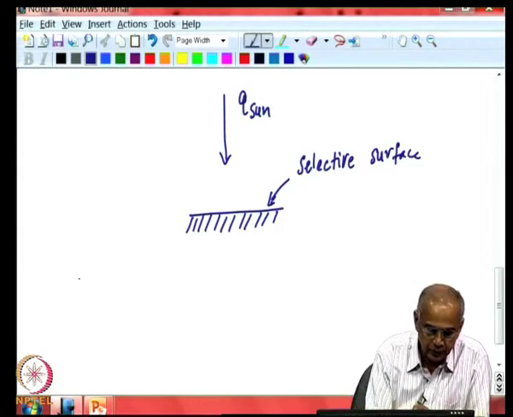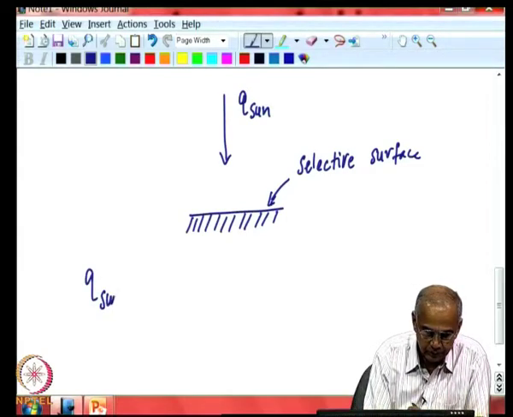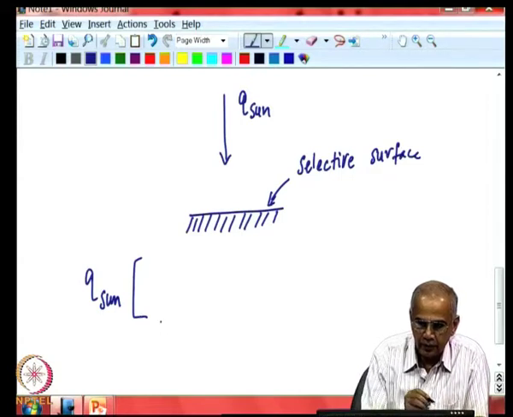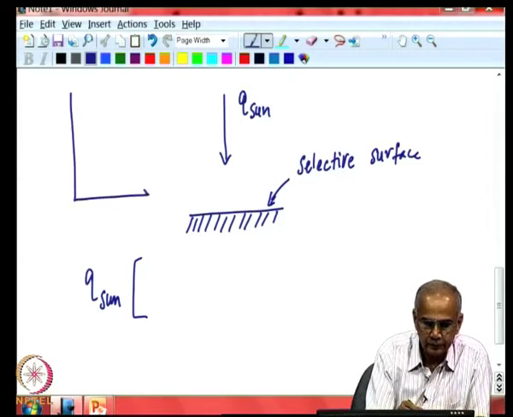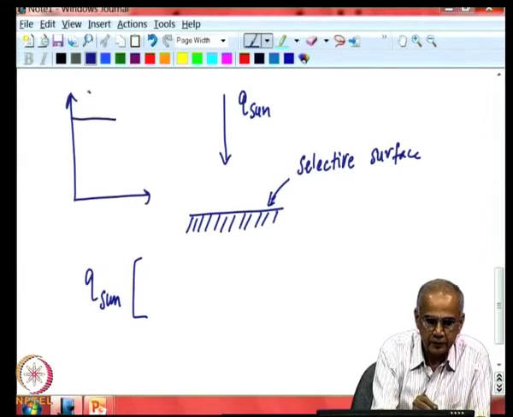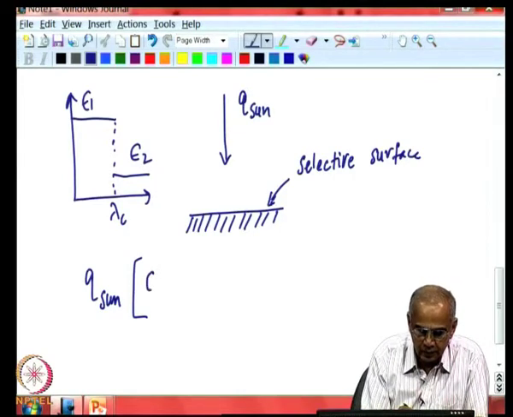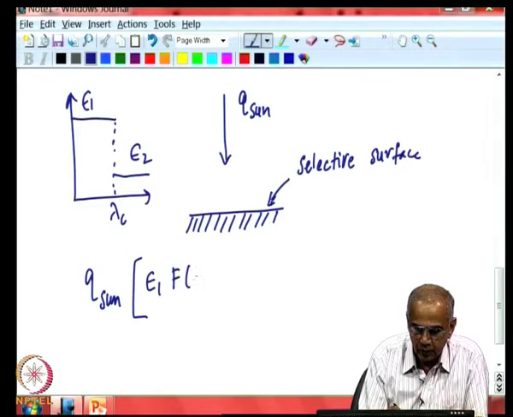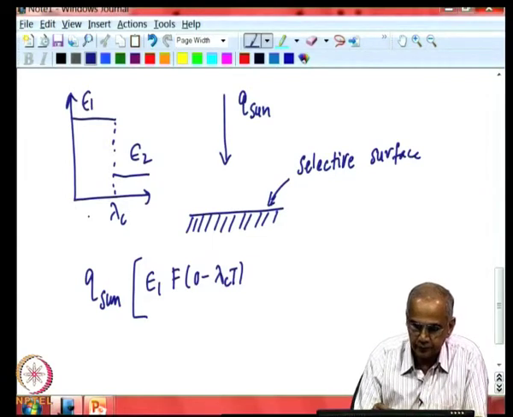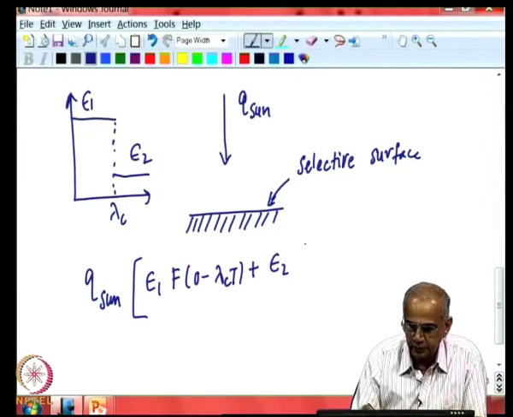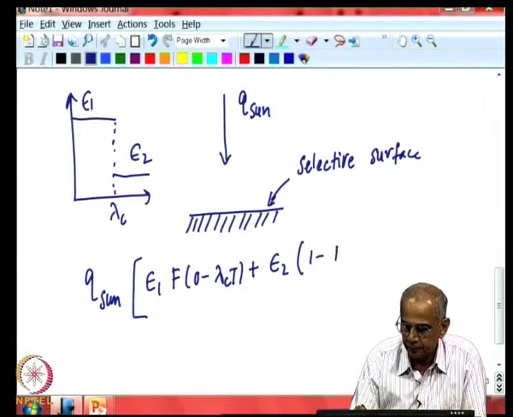So, the energy balance will tell you that Q sun, and we already indicated that our solid surface will be one in which it will have one emissivity at one wavelength, and at some cutoff wavelength the emissivity will go down to epsilon 2. If that is the case, then the total energy absorbed will be the amount of radiation lying in this region 0 to lambda c plus the amount of radiation lying in the remaining region on the right.